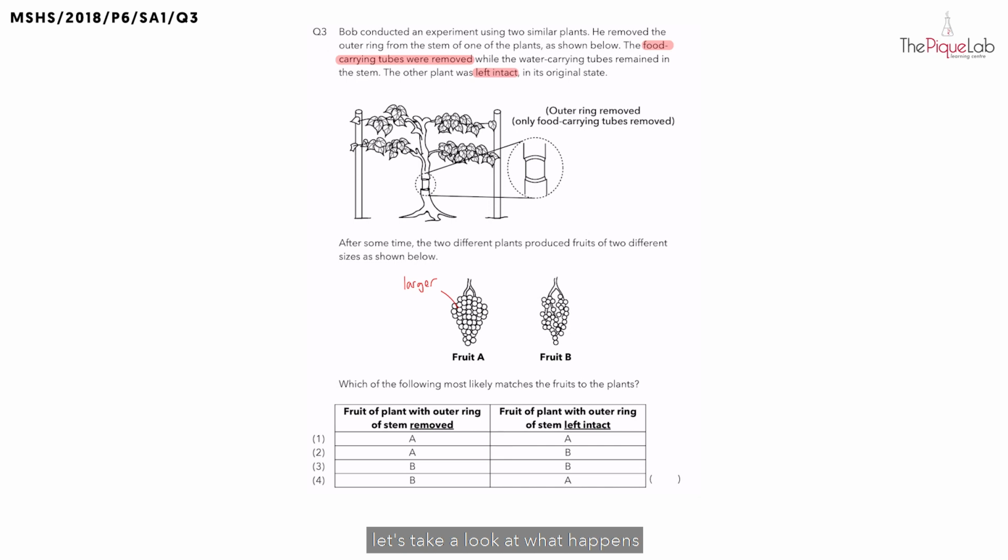take a look at what happens when only the food-carrying tubes are removed. Now, all of us know that the food-carrying tubes help to transport food. So, where is food made in the plants? We know that food is made by the leaves of the plant. And afterwards, where does the food go to? The food is transported from the leaves to all parts of the plant. So, as the food is being transported, do you think that the food can be transported past the point where the outer ring was removed?